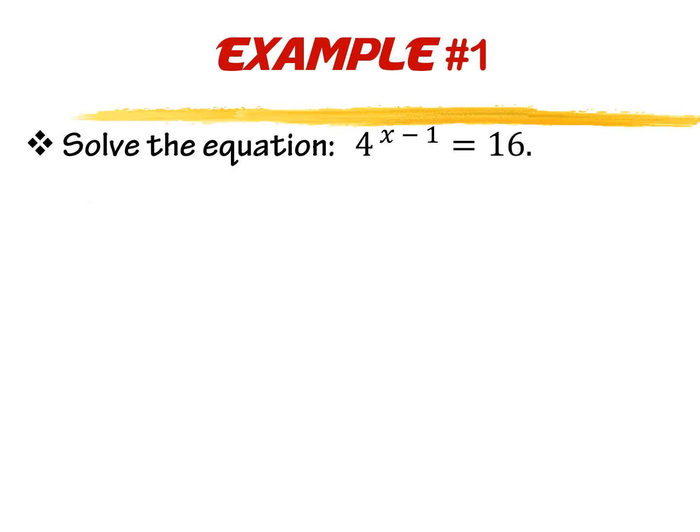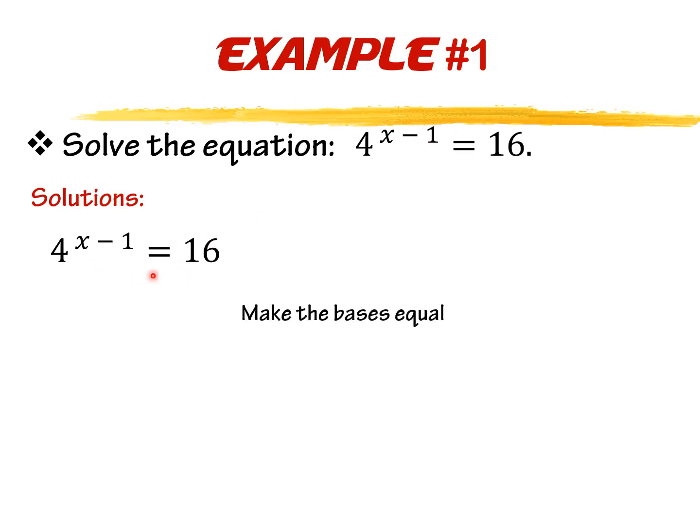Okay, let's have some example. Solve the equation 4 raised to x minus 1 is equal to 16. Again, this is an exponential equation. You can find the variable in the exponent. So the first step is to apply the equal power rule. Make the bases equal so that we can have the same exponents. 16 can be changed to a base 4 raised to a certain exponent, and that is 4 squared. Now that they have the same base, we can now equate the exponents.